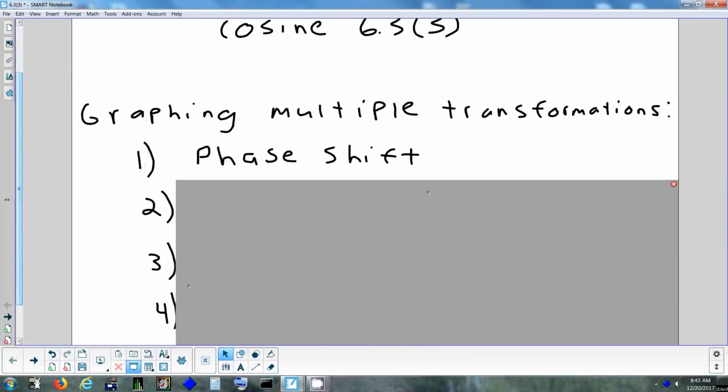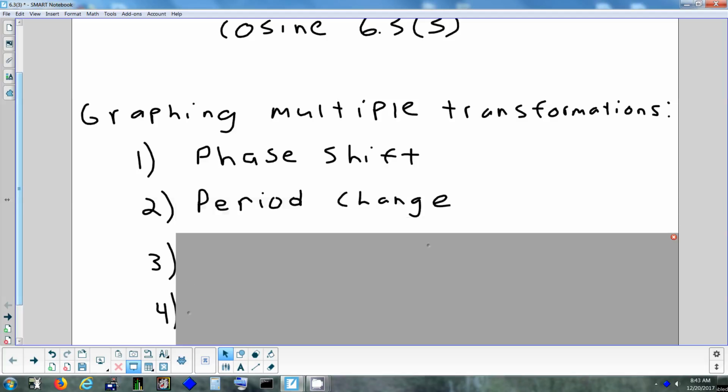You do that first. And then the next one, we're still inside the parentheses. So what would be the other transformation that's inside the parentheses? Megan? The period change? Yeah, the period change. That's your horizontal stretch or compression. After steps 1 and 2, you've taken care of the transformations that occur on the x-axis. Now we're going to do vertical stuff. What's the first vertical transformation we do?